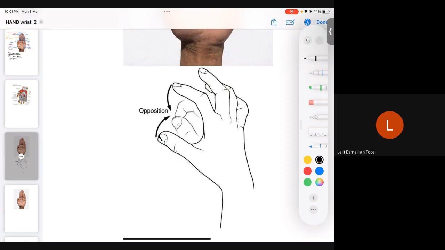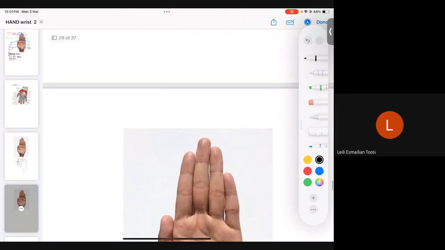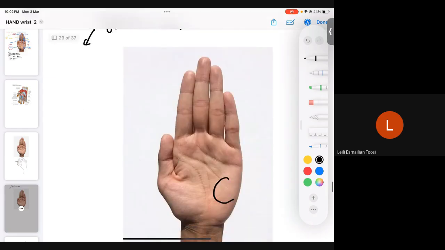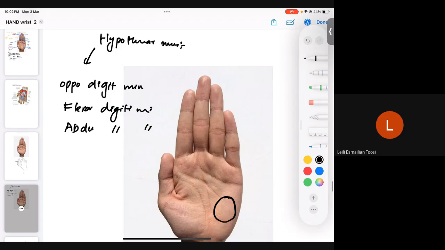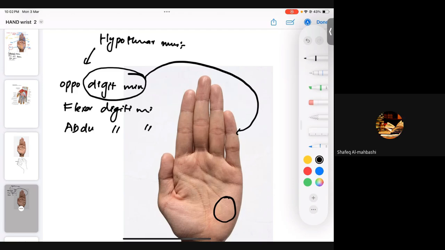Okay, so let's discuss our hypothenar muscles. We know that basically they are present here, right? So we have opponens digiti minimi, flexor digiti minimi, and abductor digiti minimi. The word digiti minimi we use for the small finger. Minimi. Complete.